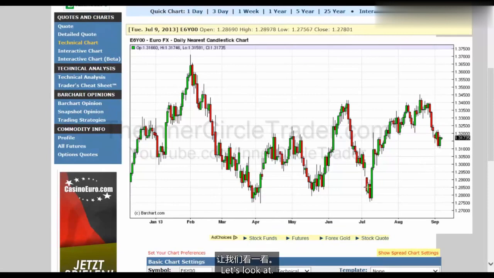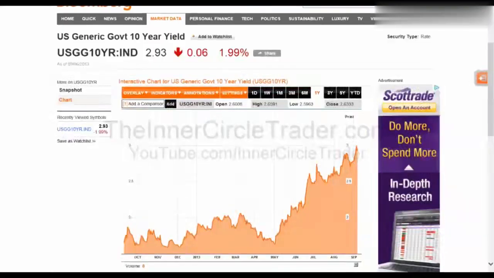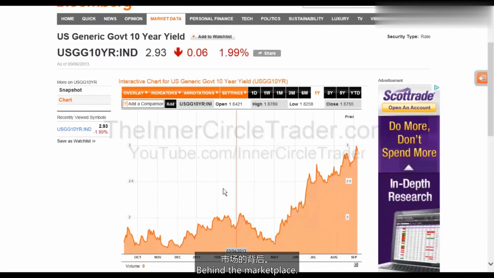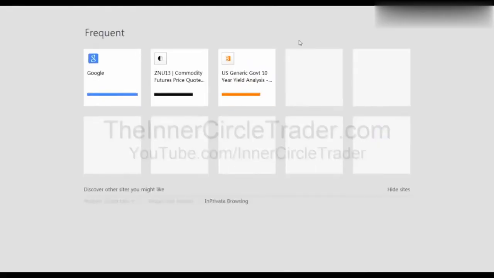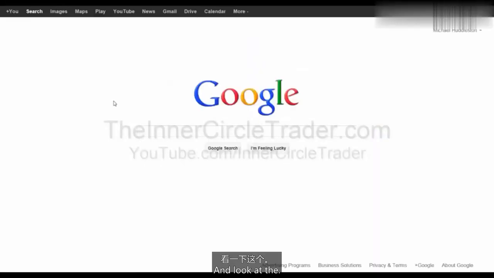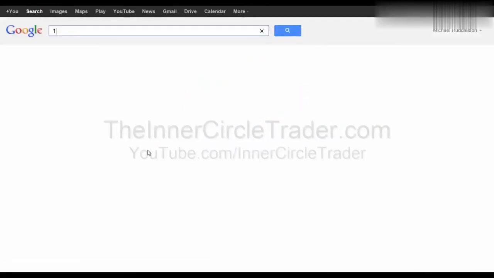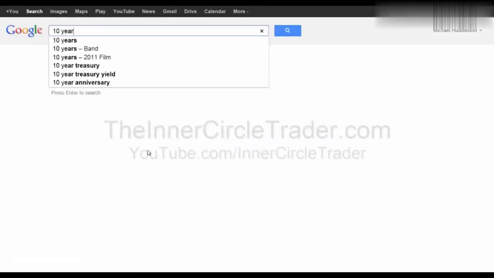Let's look at the bond yield chart again. Now there is another opportunity to look behind the marketplace. We talked about this X-ray view concept. I'm going to go to Google once again, and we're going to look at the 10-year German bond yield.